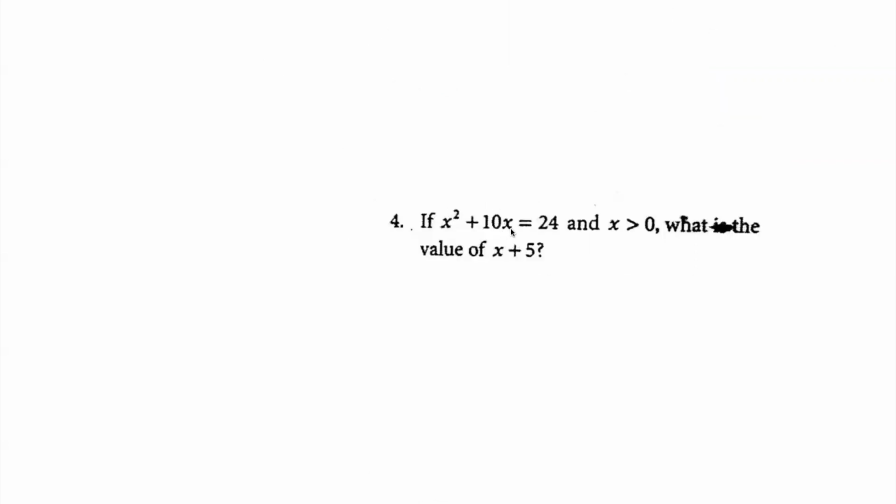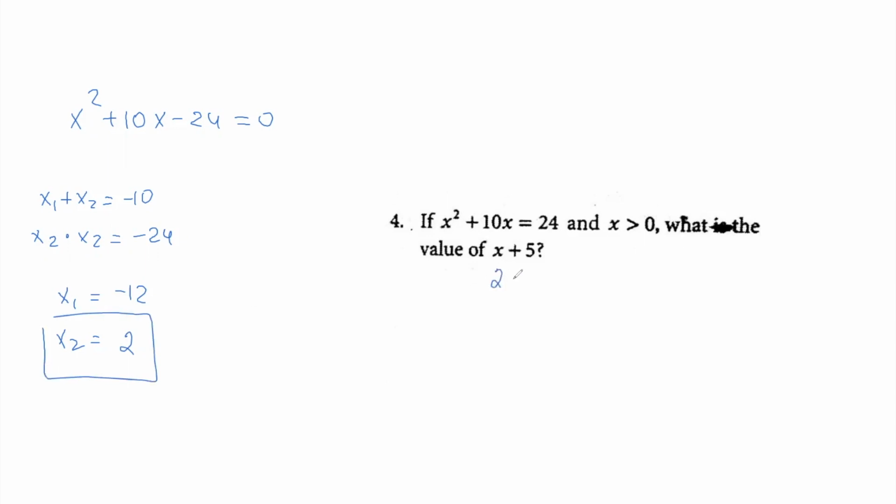In the fourth question, we have the quadratic equation x squared plus 10x minus 24 equals 0. Again, we can use Vieta. Sum of the roots is minus 10. Product of the roots is minus 24. Just find two numbers whose sum is minus 10 and product is minus 24, which are minus 12 and 2. They say x is greater than 0, so we choose 2 as the solution. 2 plus 5 is equal to 7.